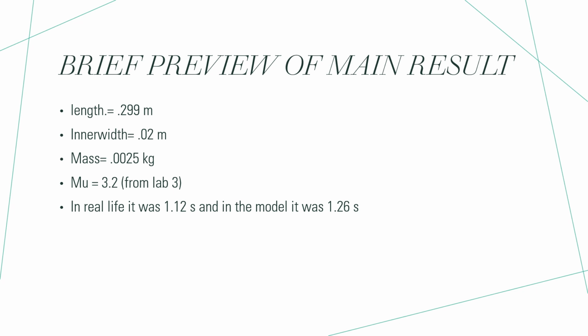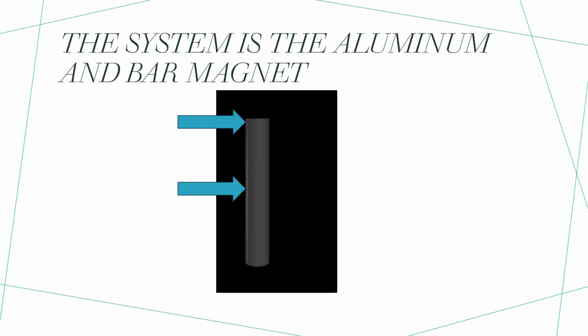Alright, so the length of the rod was 0.299 meters. The inner width was 0.02 meters. The mass was 0.0025 kilograms. Mu naught was 3.2 from Lab 3. In real life, the time was 1.12 seconds, and the model said it was supposed to be 1.26 seconds.